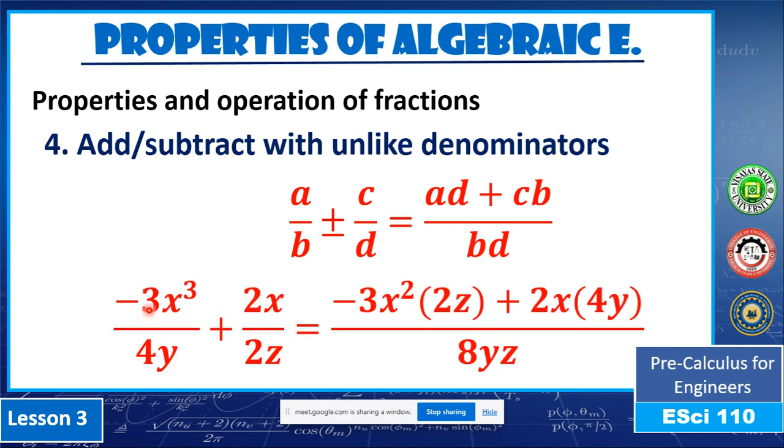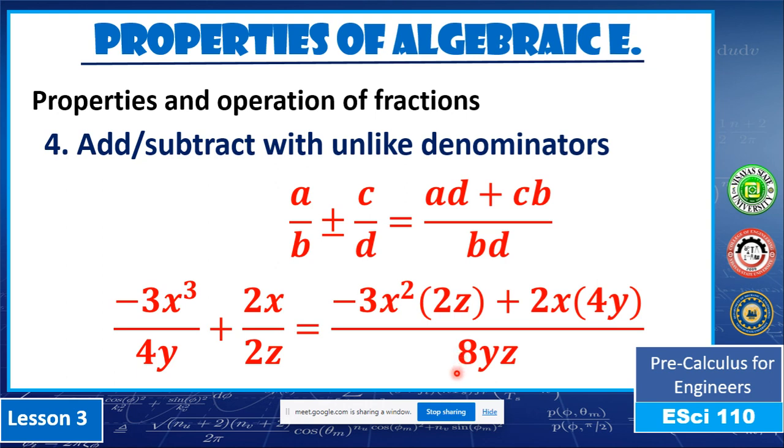How about if we have negative 3x cubed over 4y plus 2x all over 2z? So since they have different denominators, we need to find the product of their denominators. So we have 4y times 2z, this is equal to 8yz. And then, in order to get this first term right here, let's just divide this new denominator, 8yz, by the first denominator. So 8yz divided by 4y is 2z. Then multiply it to the numerator of the first term. So negative 3x cubed times 2z.